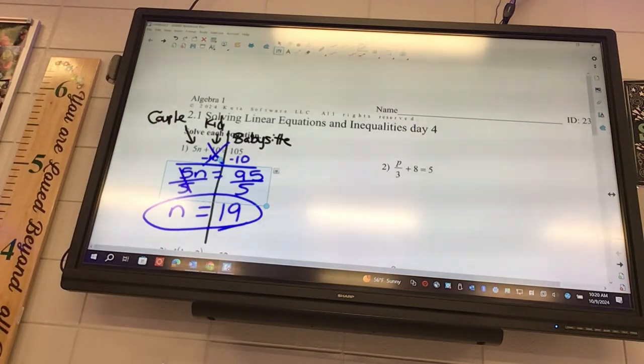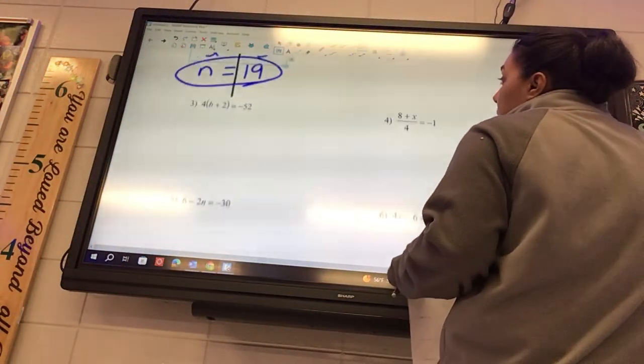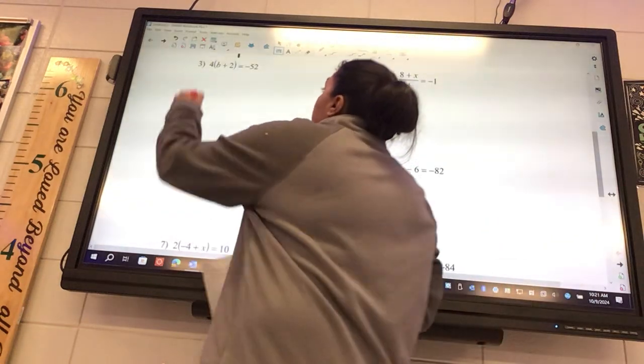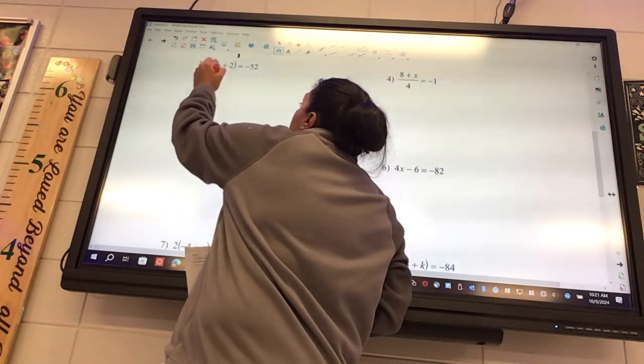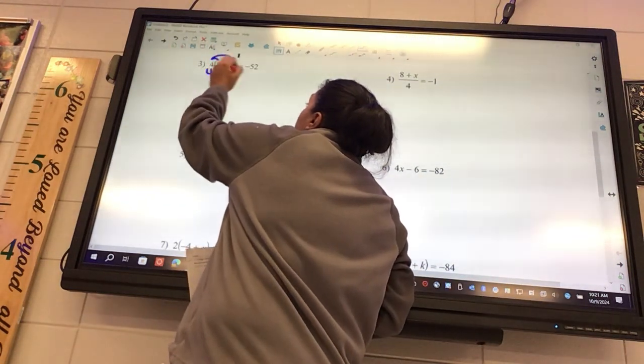Okay, we talked about it, but when you see parentheses, what do you know has to be done? I don't know what you said. I'm not saying you said something wrong, I just don't know what you said. When we see parentheses, what has to be done? Multiplication. Okay, so 4 times b. What is 4 times b? 4b. 4 times 2 is 8.